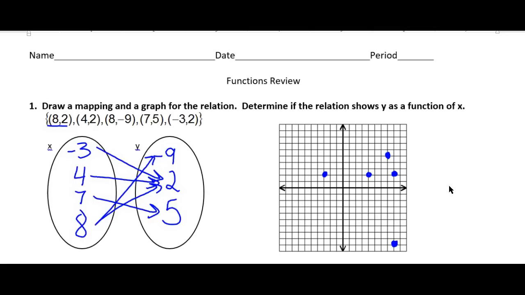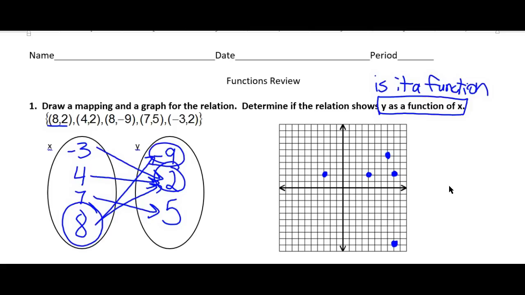Determine if the relation shows y as a function of x. That's just a different way of saying, is this a function? 2 ways we can tell. One, we can look at the mapping. If I'm looking at this mapping, I'm looking for every x being mapped to only one y. Remember, that's what it takes to be a function. If you look at the 8, 8 is paired up with 2 y values, -9 and 2. That's breaking the rules for a function, so it is not a function.